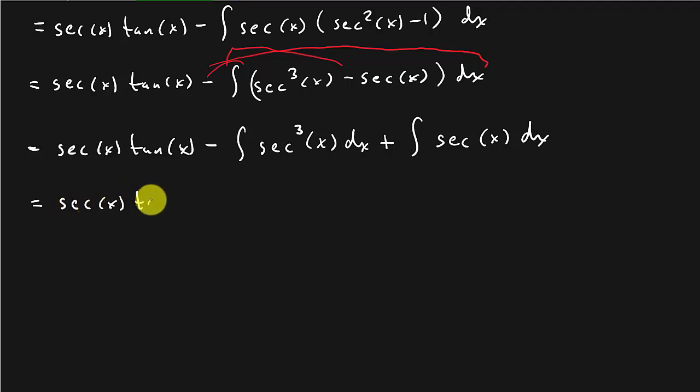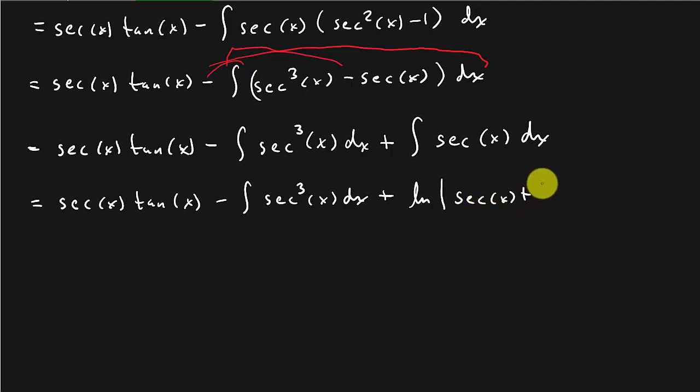And then we have secant x tangent x minus, well, we don't know that, secant cubed x dx, plus, now this one right here, this is one from your table of integrals. This is equal to the natural log of the absolute value of secant x plus tangent x.